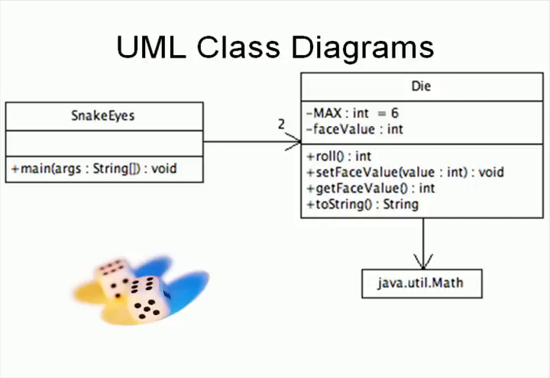Okay, in the code what we saw was we had the driver class referred to as Snake Eyes, and we had the die class. Snake Eyes created 2 instances of the die class, and then we accessed the private data using the public methods of the die class. We can think of Snake Eyes as being a client, and think of the die class as being a server.